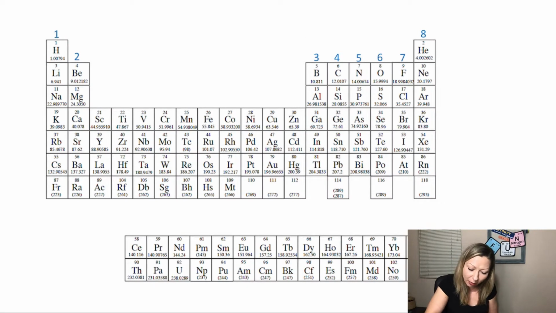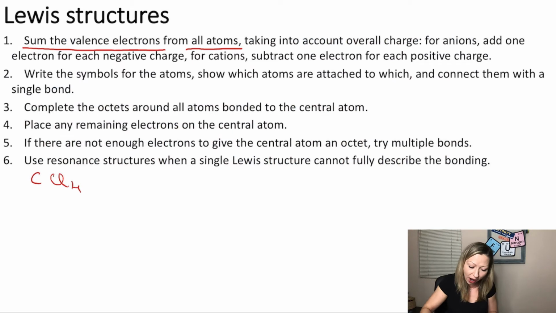We can see carbon right here, chlorine right here, which is going to have 7 valence electrons. Carbon is going to have 4. So 4 plus the 7 valence electrons for chlorine times 4, because we have 4 chlorine atoms, we are going to have a total of 32 valence electrons.